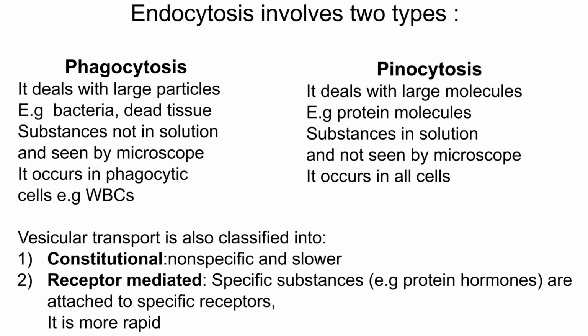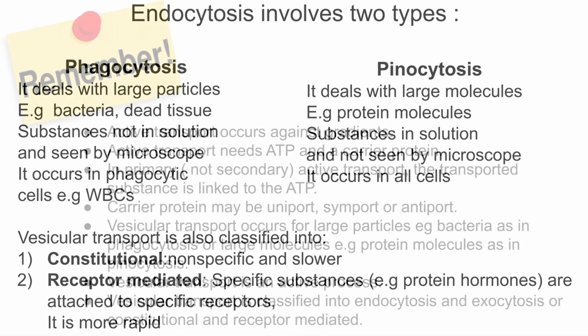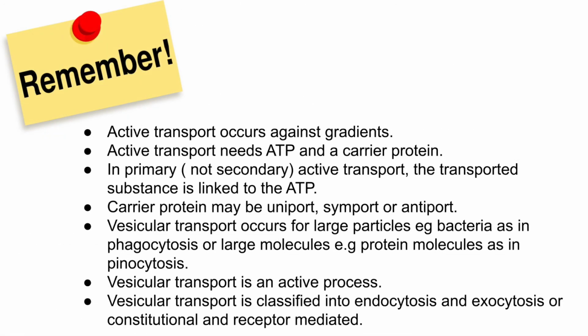Vesicular transport is also classified into constitutional, which is non-specific and slower, and receptor-mediated, in which specific substances, for example protein hormones, are attached to specific receptors. It is more rapid. Remember, active transport occurs against gradients.